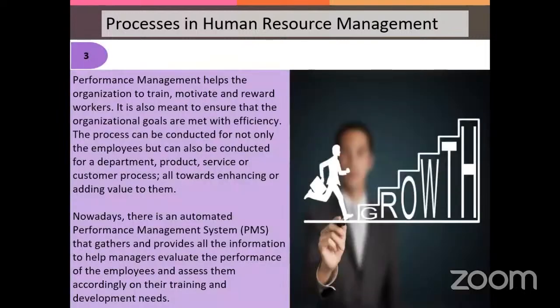Then you have the third process, which is performance management, which helps the organization to train, motivate, and reward workers. It is also meant to ensure that the organizational goals are met with efficiency. The process can be conducted not only for employees, but also for a department, product, service, or customer projects, all towards enhancing or adding value to them. Nowadays, there is an automated performance management system, the PMS, that gathers and provides all the information to help managers evaluate the performance of the employees and assess them accordingly on their training and development needs.